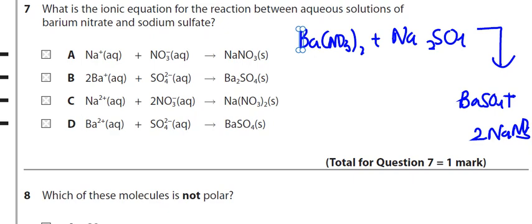Let's write the state symbols. All the nitrate salts and all the sodium salts are soluble, so sodium nitrate is aqueous, and barium sulfate is solid. You should know the 6 rules of solubility of salts, then you will know the state symbols of these. All nitrates are soluble, which means aqueous, and all salts of sodium, potassium, and ammonium are soluble, which is aqueous.